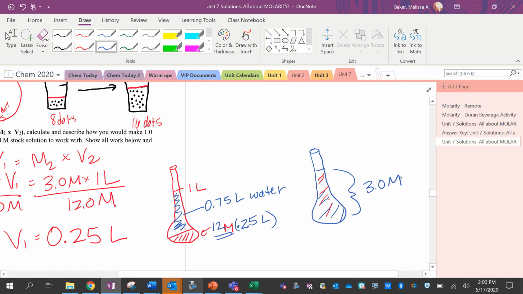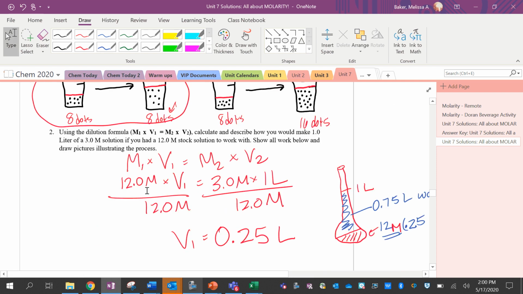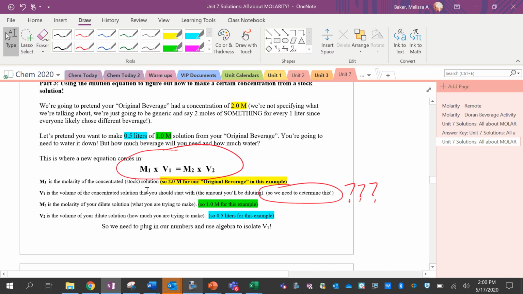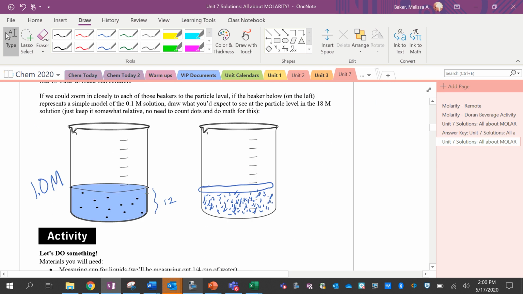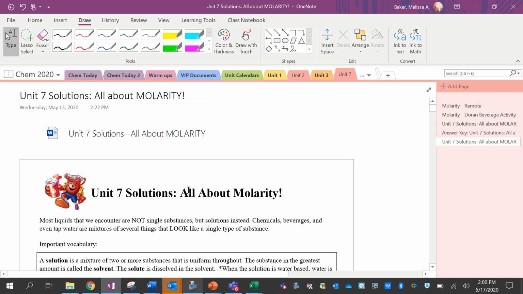A lot of numbers. So these are the basics of, again, how scientists make concentrations. And so it's really important to know the basics when it comes to molarity.